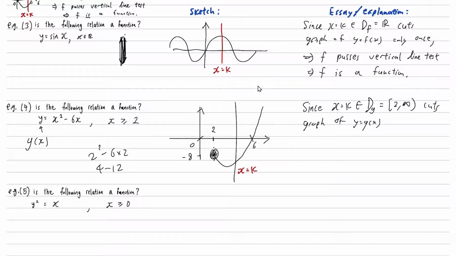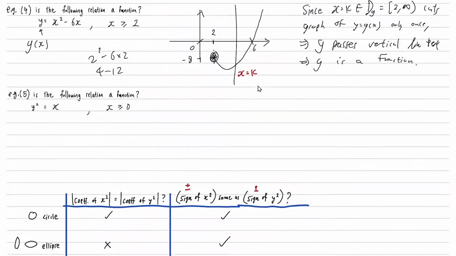Graph of y equals g of x cuts only once, which implies that g passes the vertical line test, which implies that g is a function. Okay, that's example 4. Next, example 5. Yes or no, function or not?